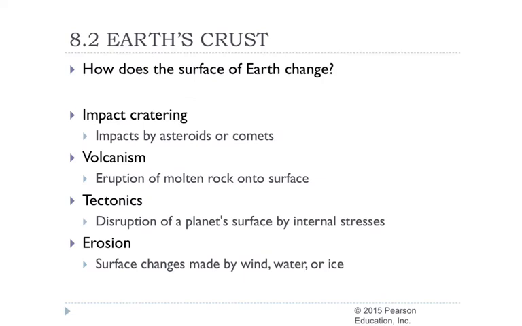So, looking at Earth's crust, how does the surface of the Earth change? Now that we know that there's a heat source and there's geological activity happening, that means the surface is able to change. And there are four ways: impact cratering, volcanoes, plate tectonics, and erosion. Those are the four main ways that the surface of our Earth changes.